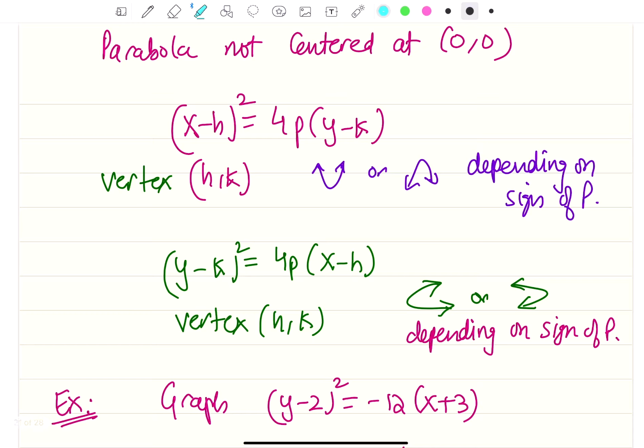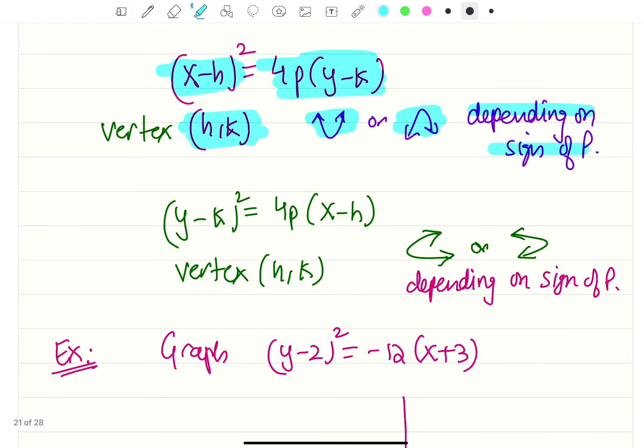Parabola not centered at (0, 0). The equation of that parabola will be (x - h)^2 = 4p(y - k). (h, k) is the vertex, and it opens up or down depending on the sign of p. A parabola that opens left and right: (y - k)^2 = 4p(x - h), the vertex is (h, k), and it opens left or right depending on the sign of p.